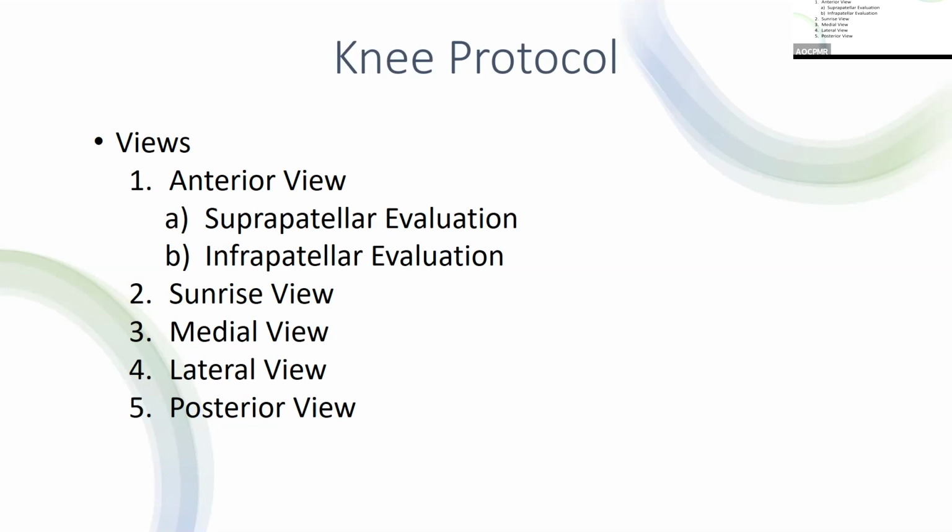The anterior view we looked at last time, the suprapatellar evaluation, as is the infrapatellar, looking at the quadriceps tendon and looking for joint effusion like we kind of saw just before. Infrapatellar looking at the patellar tendon, Hoffa's fat pad.